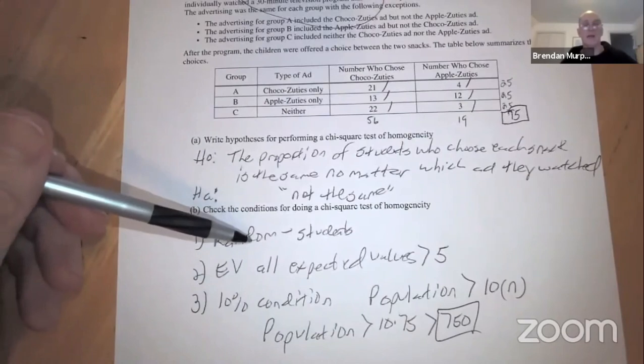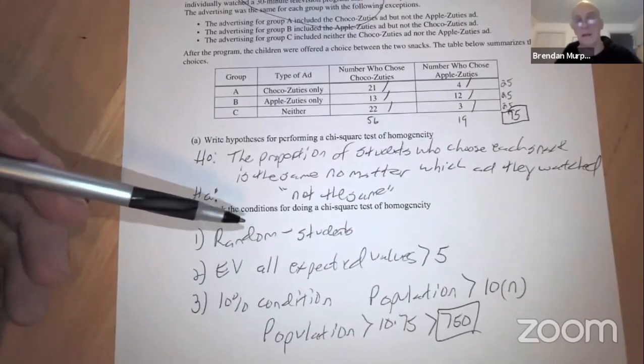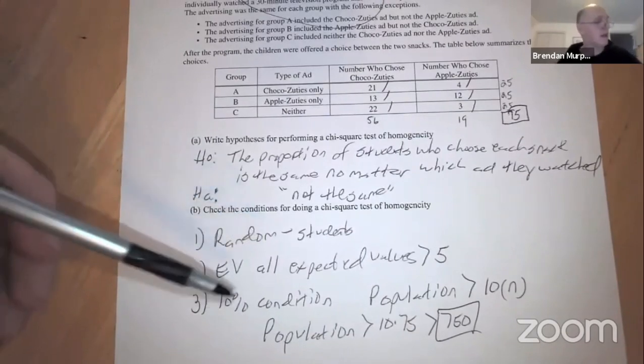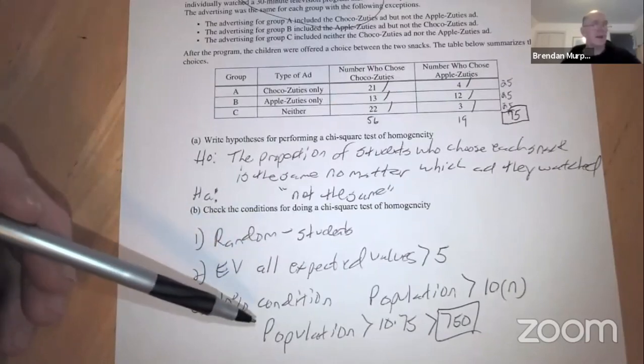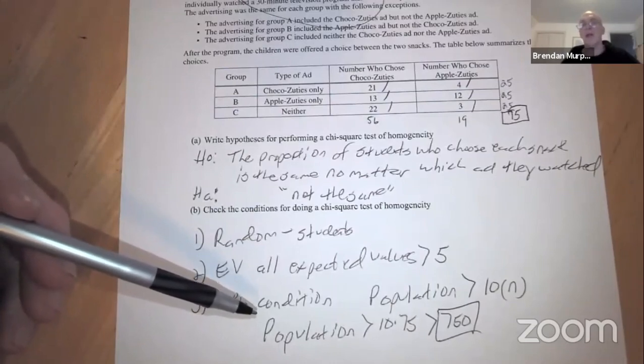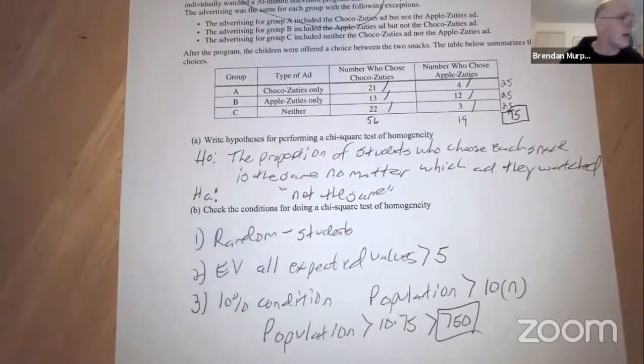This feels like the random. I can check that. I can read the problem again. Expected values, I can mathematically check or confirm that. This here is an assumption. I really don't know how big the population is, but we're talking about children, and let's talk about the children in Bangor, Maine or something. And clearly, most populations of children will have more than 750 students. So I think we're good there. I think we've met the conditions.